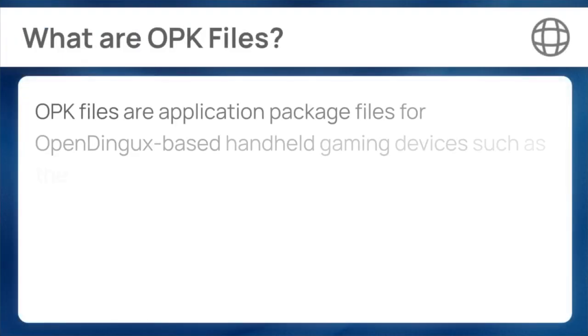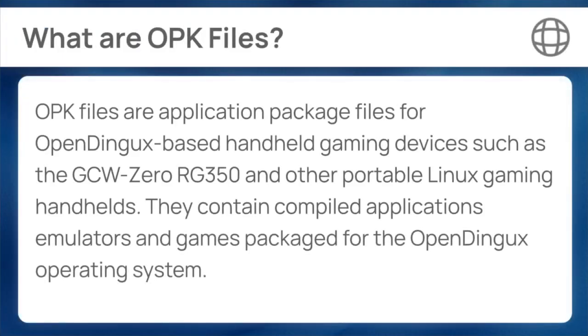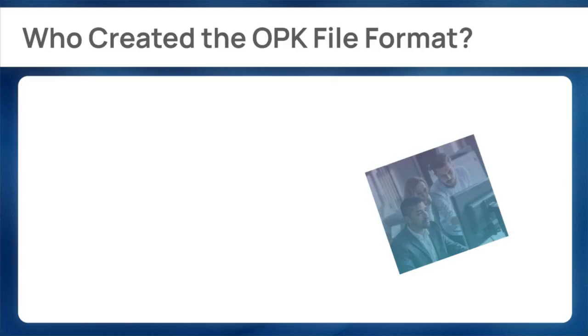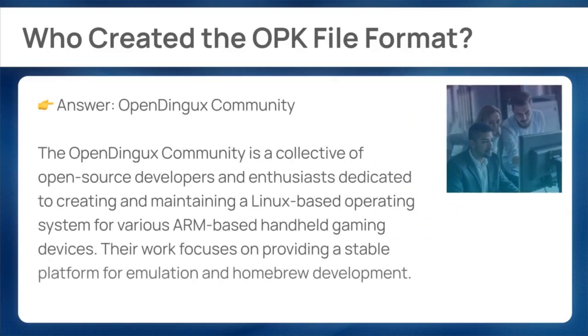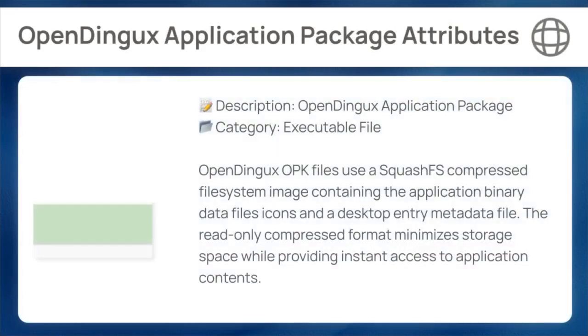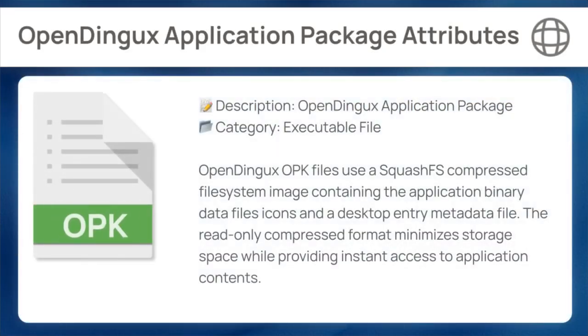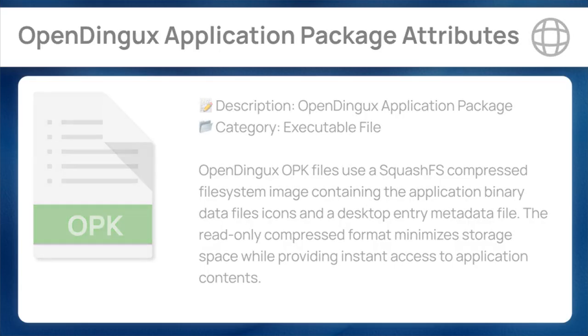OPK files are application package files for OpenDingux-based handheld gaming devices such as the GCW-Zero, RG350, and other portable Linux gaming handhelds. They contain compiled applications, emulators, and games packaged for the OpenDingux operating system. OpenDingux OPK files use a SquashFS compressed file system image containing the application binary, data files, icons, and a desktop entry metadata file. The read-only compressed format minimizes storage space while providing instant access to application contents.